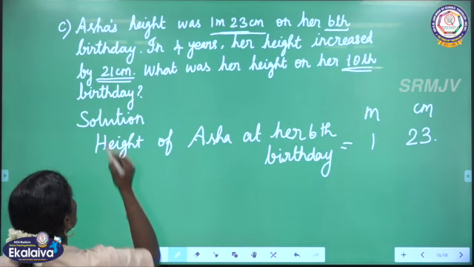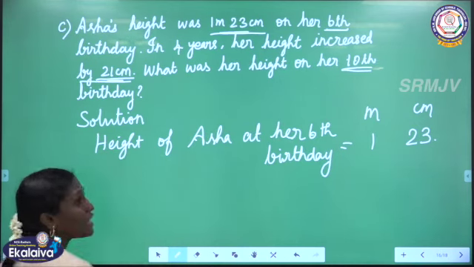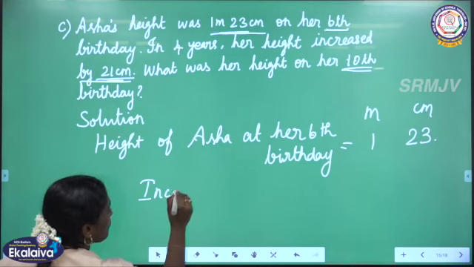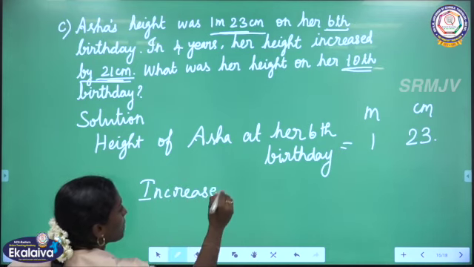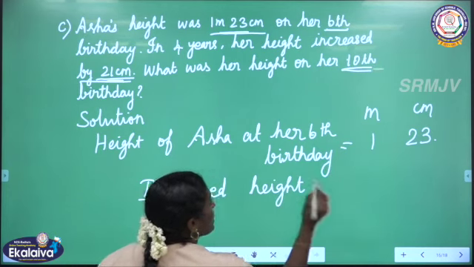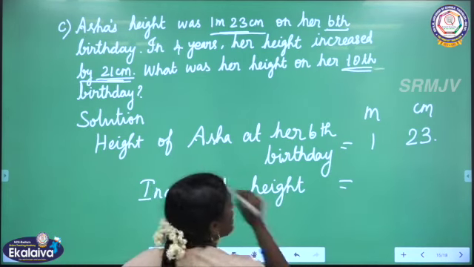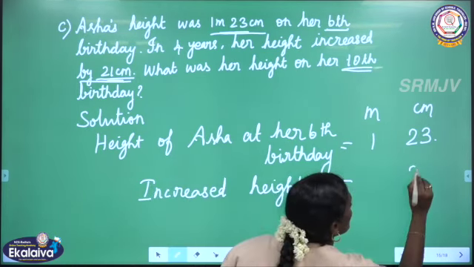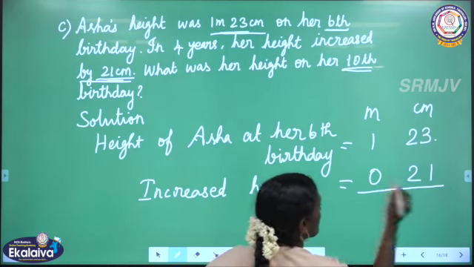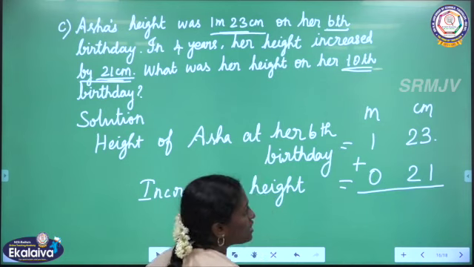In 4 years, her height increased by 21 centimeter. So, increased height is equal to 21 centimeter. We have to write in centimeters. Here, we have to put 0 for meter. Now, we have to add these two.